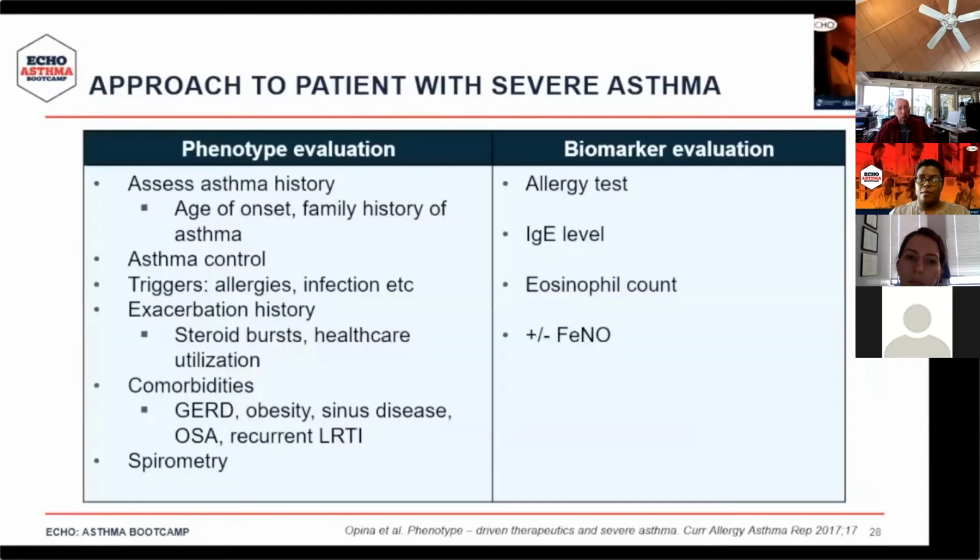So how do we put all this information together to really personalize the treatment for our patient with severe asthma? So this is the way I approach a patient with severe asthma. We do a dedicated phenotype evaluation, followed by a biomarker evaluation, and then we put the two together.